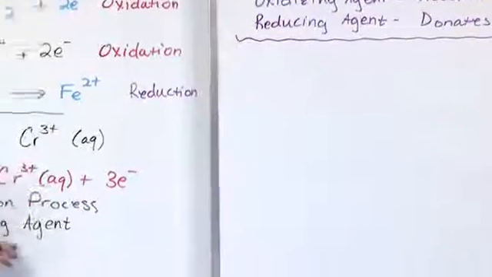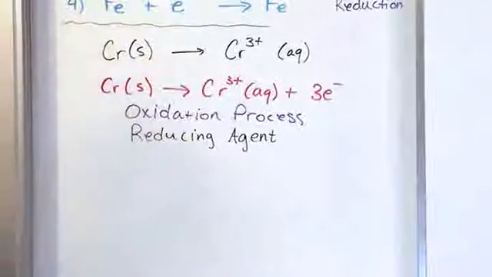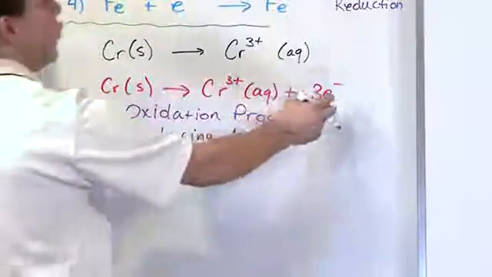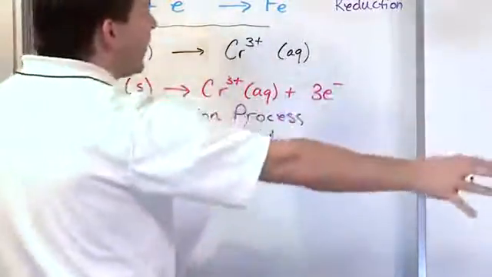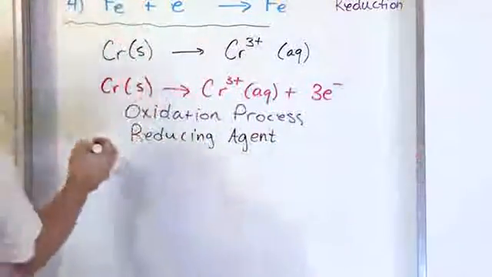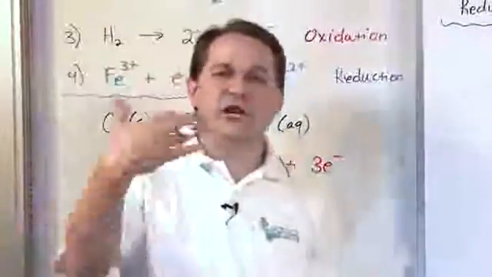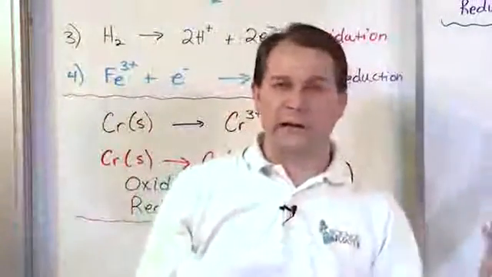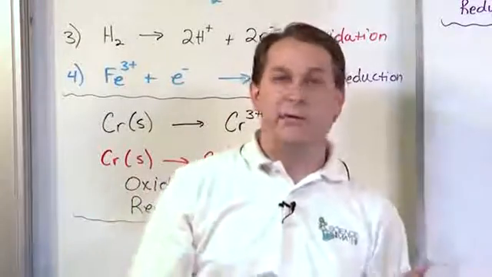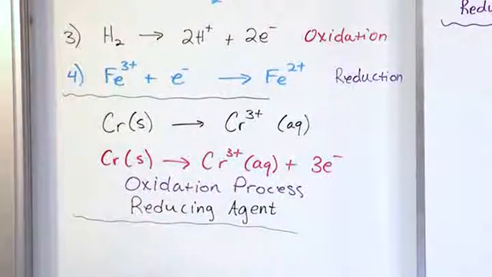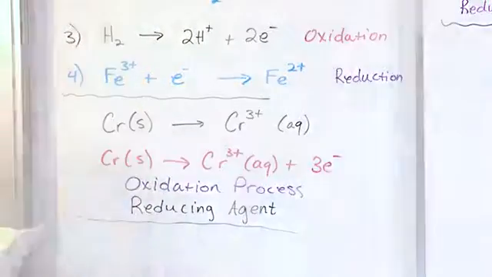So that's what's going on here. Chromium is the thing that's donating the electrons, so it would be the reducing agent. Now, this is only a half reaction, so we don't see the other half. We don't see where these electrons are going and combining. In a real reaction, this would be the oxidation process, and then we would have another half reaction, a reduction process, where those 3 electrons that are liberated would be coming in and being gained. So this is just a half reaction here.